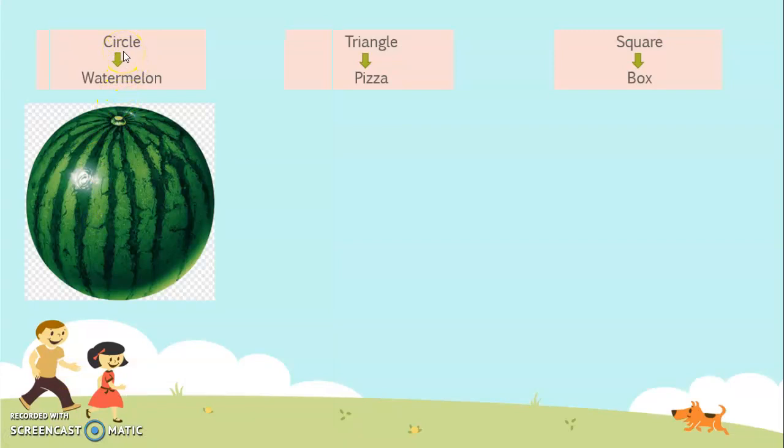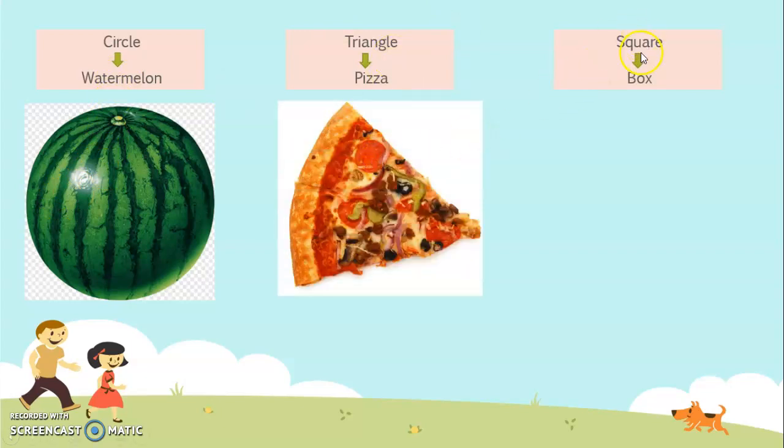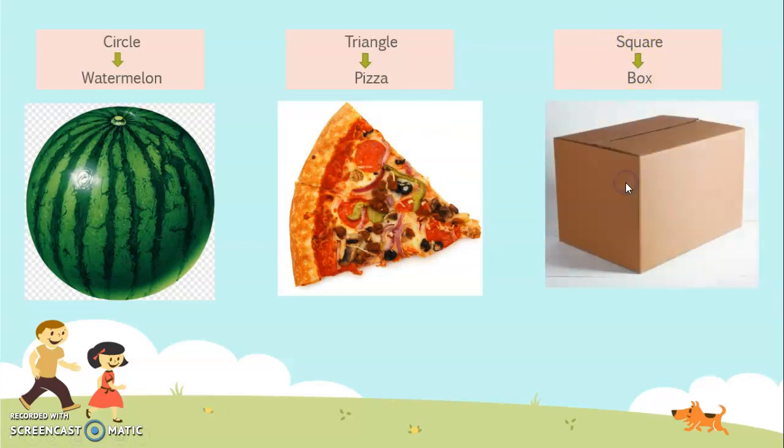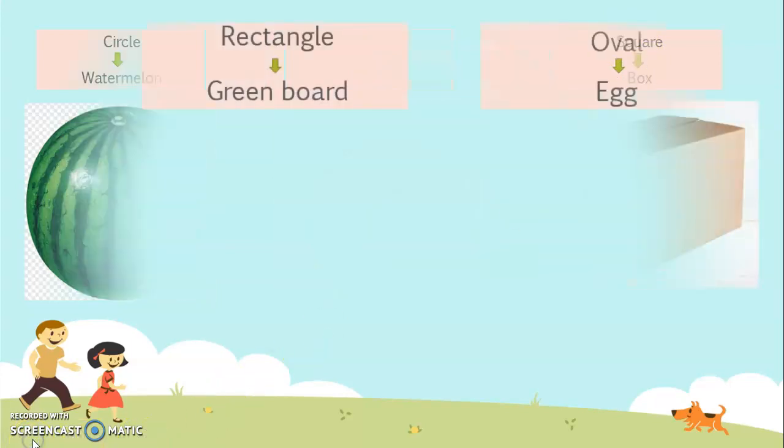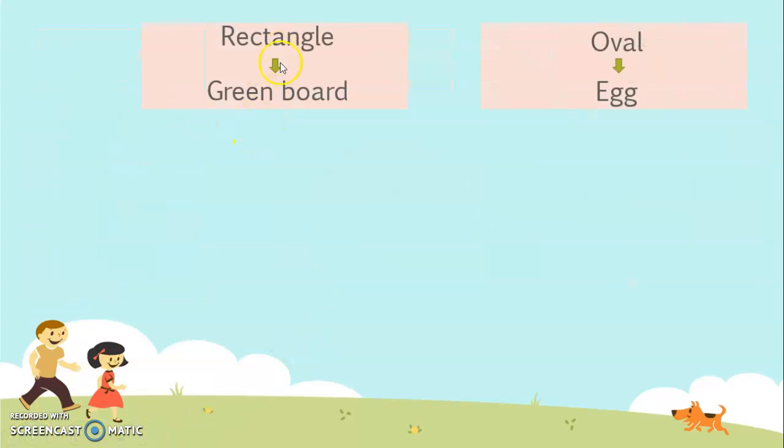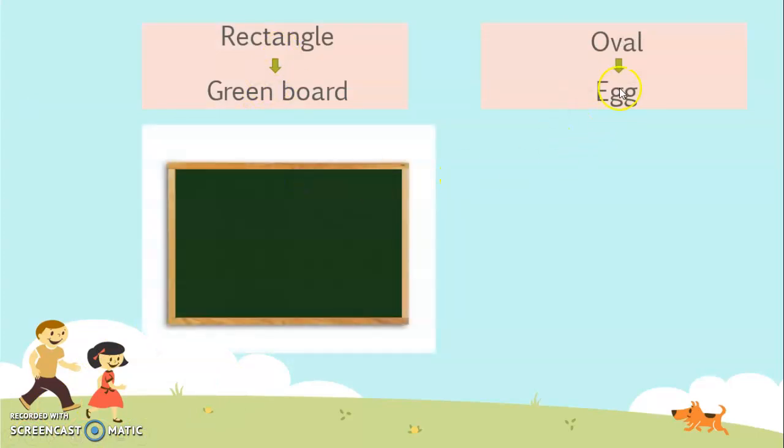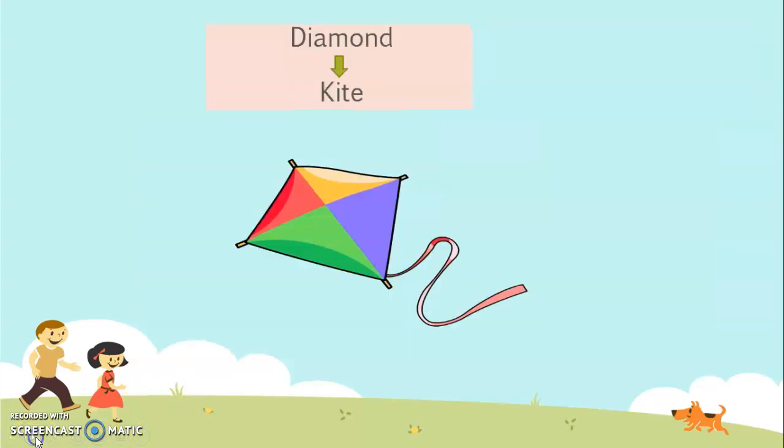Okay. Now, we are going to see each object which represent every shapes. Okay, first, circle, for example, watermelon, triangle, pizza, square, box, rectangle, green board, oval, egg, and lastly is diamond, kite.